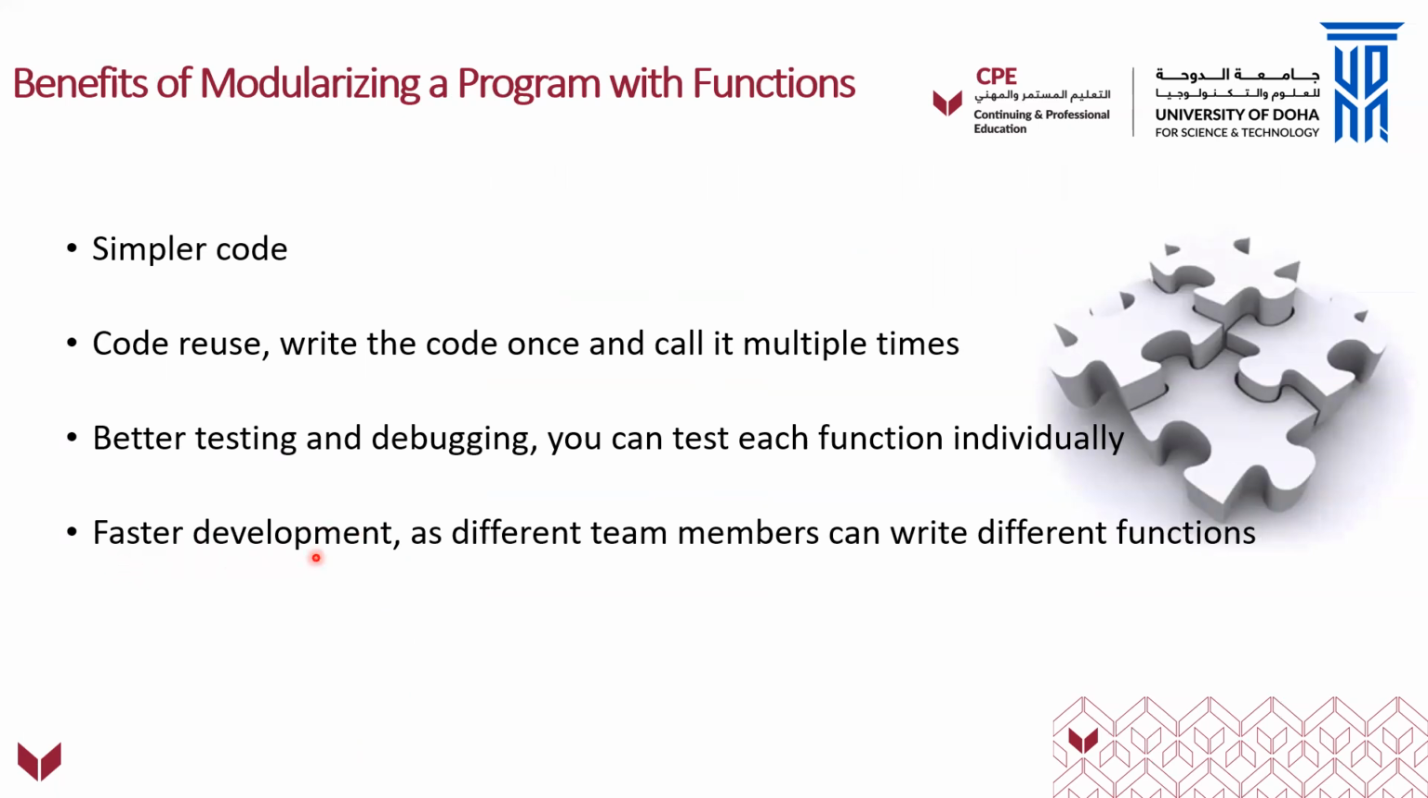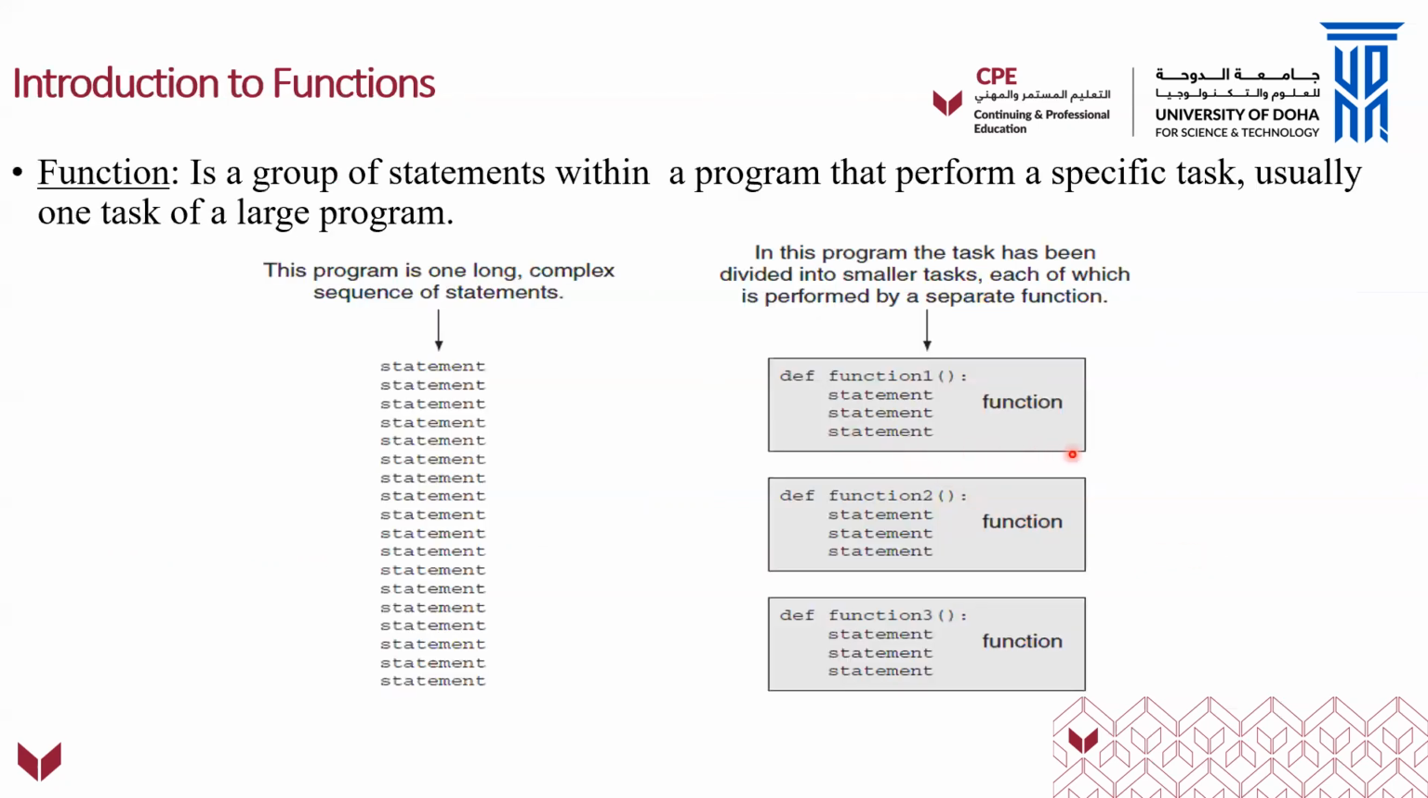The fourth one is faster development, as different team members can write different functions. As you can see here, I can assign the first function to the first team member, the second function to the second team member, the third function to the third team member, while I cannot do this if I'm writing one longer program like this one.